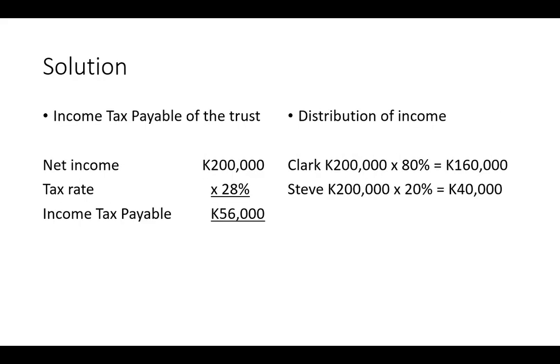In this case, you can see that net income 200,000 kina multiplied by 28%, so we have 56,000 kina. Then the distribution of income, we have 200,000 kina multiplied by 80% for Clark and then 20% for Steve. So clear on this straightforward calculation.